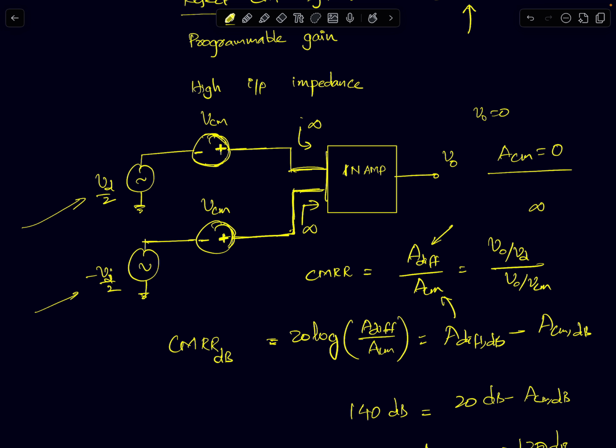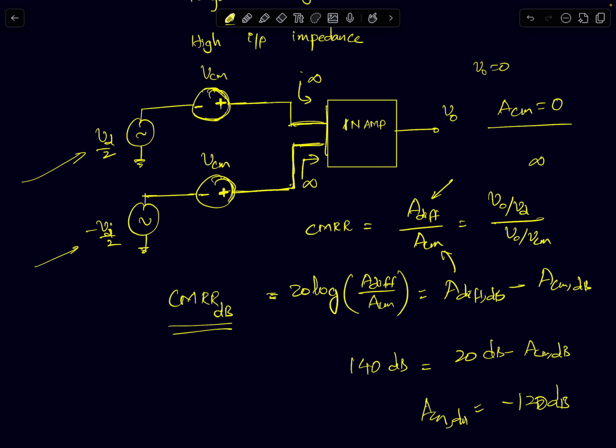It's normally expressed in decibel units. CMRR in dB, common mode rejection ratio in decibel units, is simply 20 log of A differential by A common mode. I can also express it in logarithmic units as the differential gain in decibels minus the common mode gain in decibels. So for example, let's say you need a CMRR of 140 decibels.